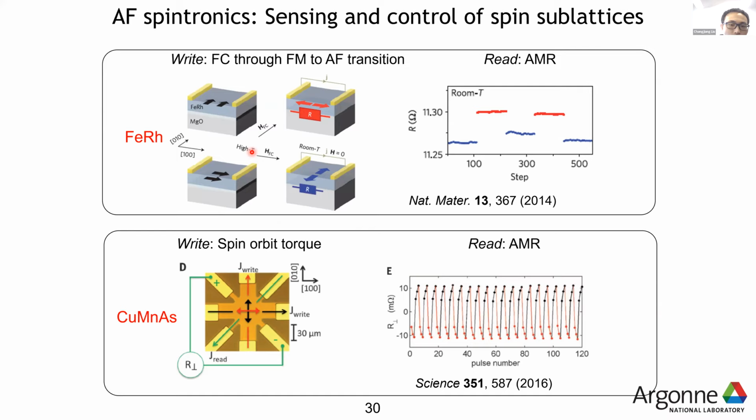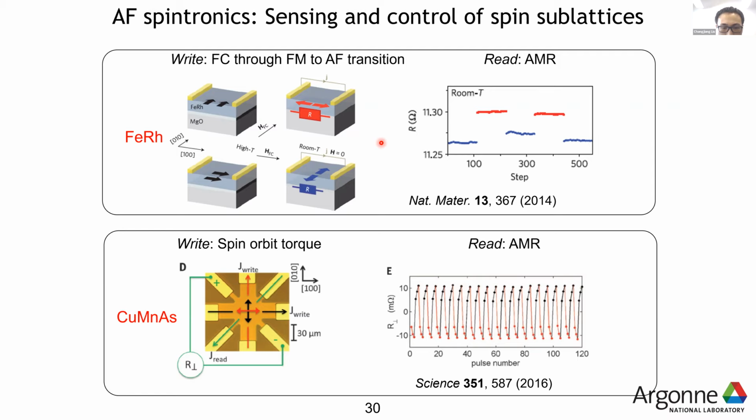So for this material, there is a transition from high temperature ferromagnet into a low temperature antiferromagnet. So people basically utilized a field cooling method to control the orientation of the Néel axis. And after that, people use an anisotropic magnetic resistance, or AMR, which is a transport method to read out the different orientation of the Néel axis in the antiferromagnetic state, because this antiferromagnet, as I said, is metallic.